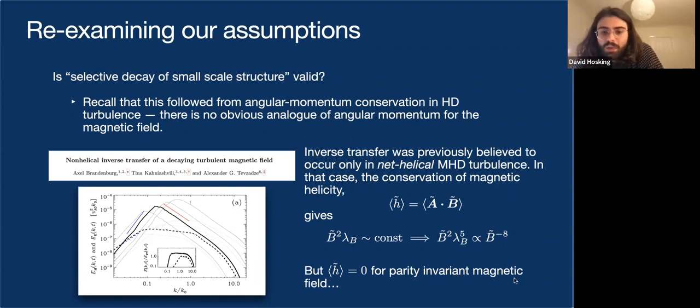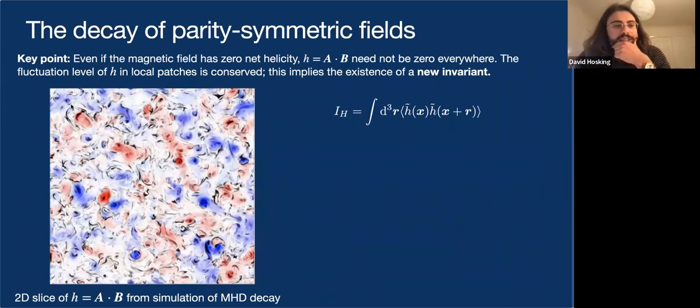But the problem, of course, is for the parity-invariant magnetic field, as should be the default position of something that one might have at a phase transition, has vanishing expectation of the helicity. So this is one of the key points of the talk regarding the decay of parity symmetric magnetic field. The key point that I want to propose is that even if a non-helical magnetic field has zero net helicity, the helicity H tilde need not be zero everywhere. This need not be pointwise zero if this average is zero.